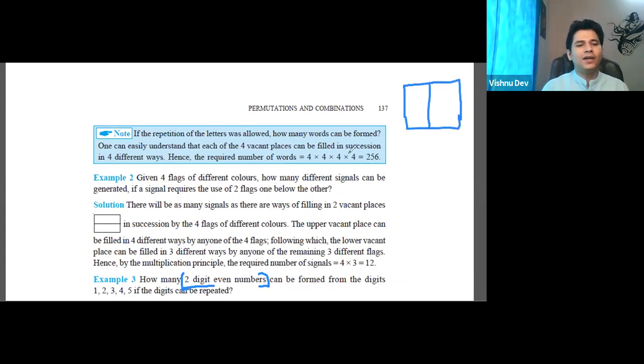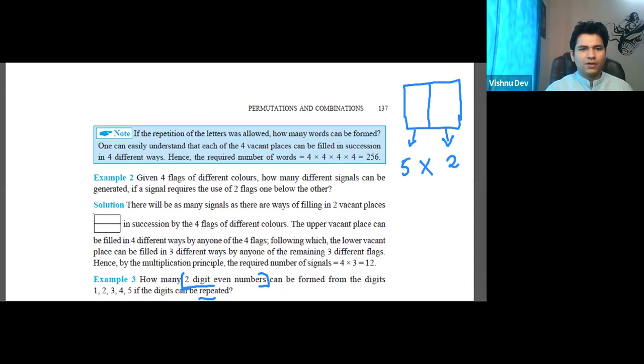Now for any even number, the unit digit should always be what? An even number. I guess all of you know this. Now tell me, out of 1, 2, 3, 4, 5, how many even numbers do we have? 2, sir. Very good. So for this unit digit, how many options do I have? Only 2 options, 2 and 4, right? Now here it is saying it can be repeated. So for the tens digit, we have 5 options. So the answer is 5 into 2, 10. Very good.